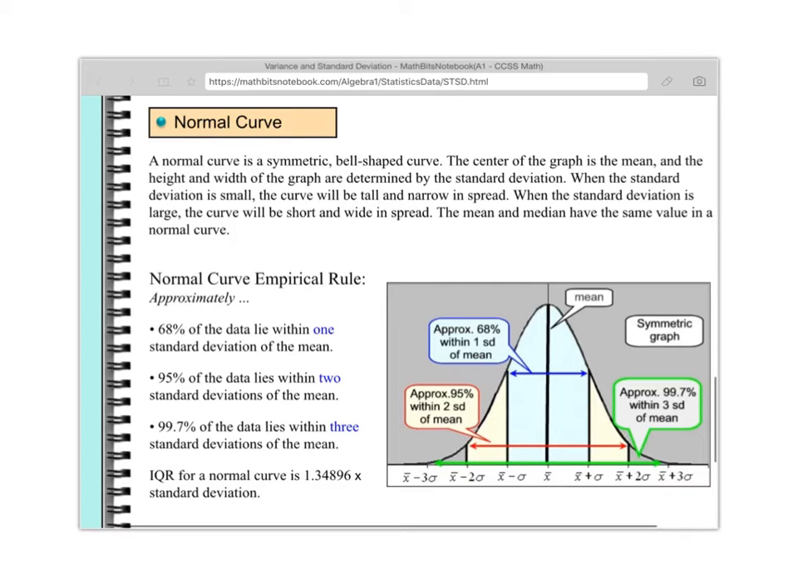And 99.7% of the data lies within three standard deviations, which is what that green arrow is trying to demonstrate there. So this gray part that's right there, the yellow and the blues, lie within three standard deviations of the mean. So that's 99.7%. So almost all of your data will lie within three standard deviations of the mean. The percentages represent approximations of the total percent of area under the curve.